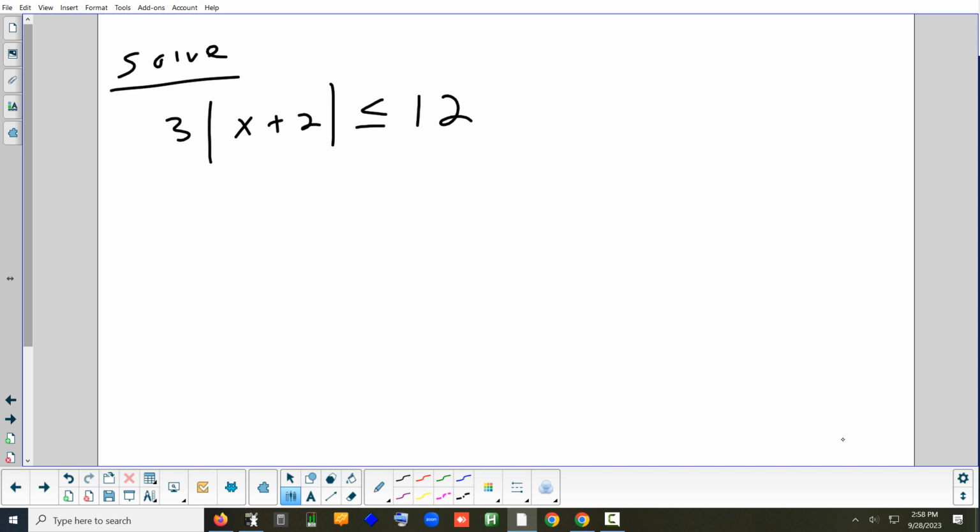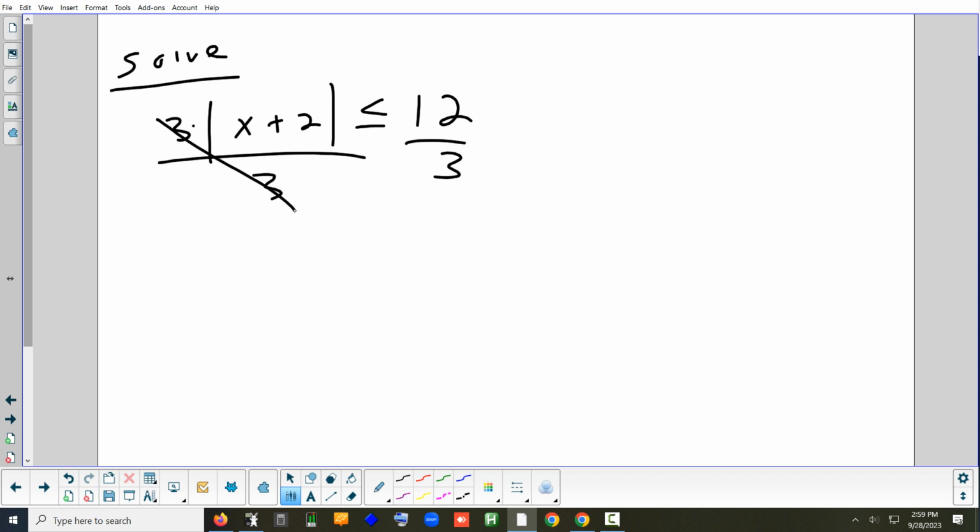So it doesn't matter what's inside the bars. It matters what's outside right now. There's something outside we don't want there. So we do not want this times 3 on the outside. So what would we do on both sides to get rid of that 3? Divide by 3. Yep, and divide by 3. And then when you divide by 3, that cancels.